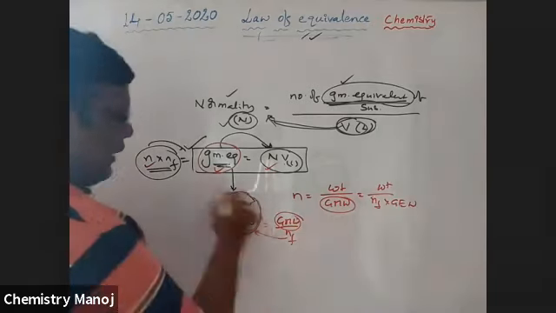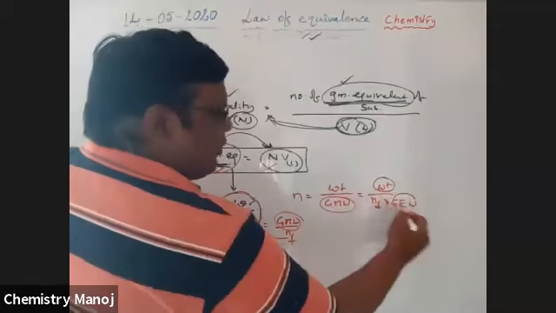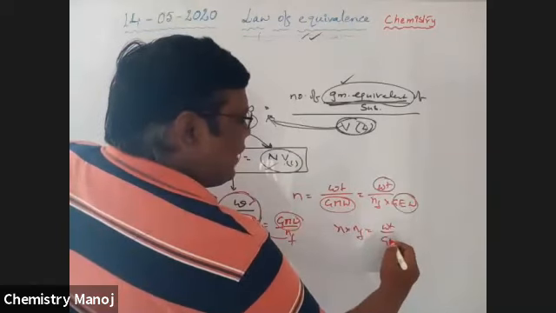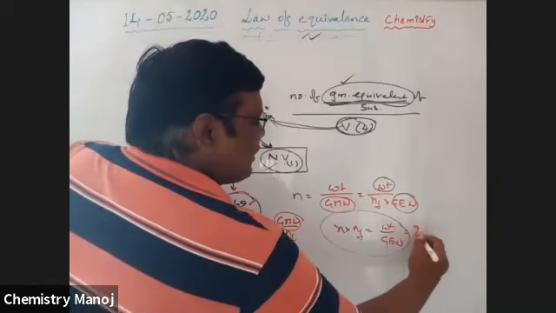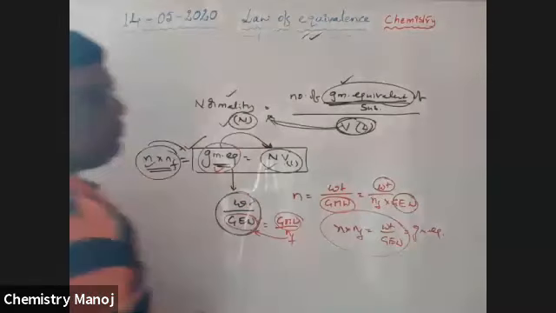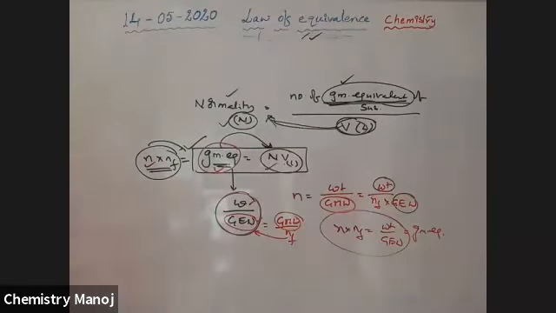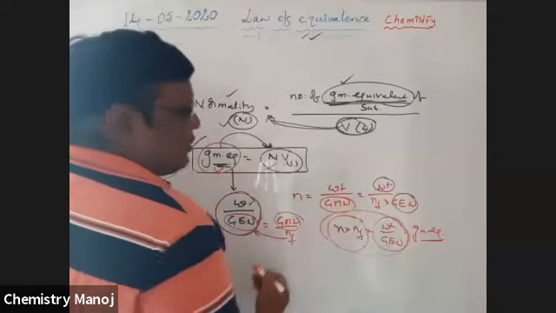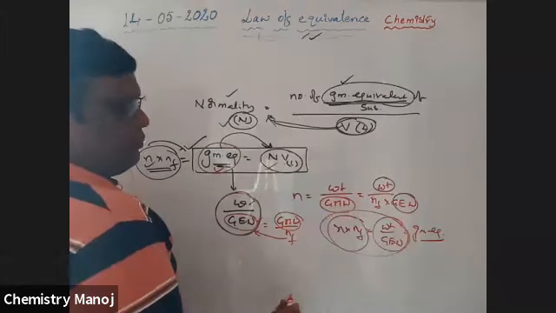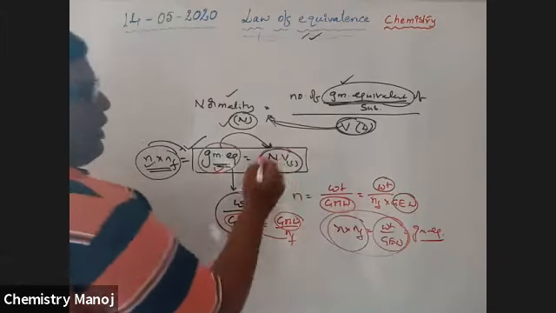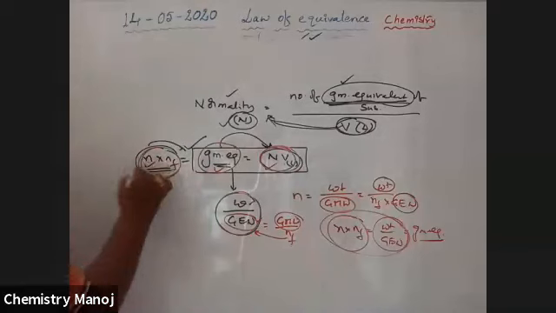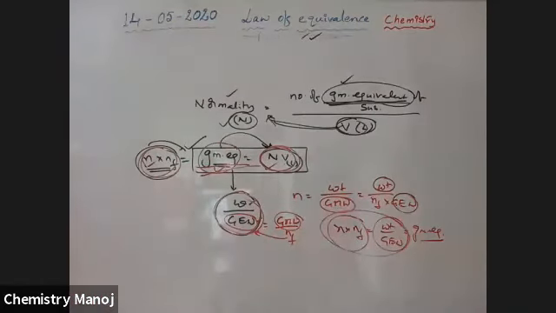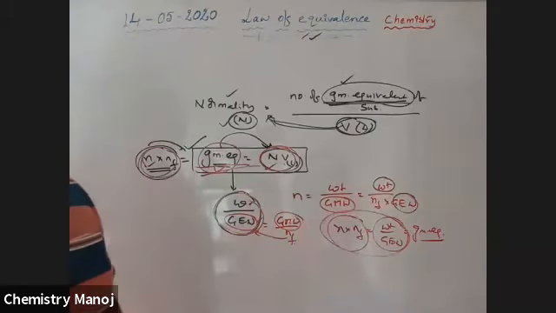But we want weight by gram equivalent weight. So weight by gram equivalent weight is equal to n into n factor, which is nothing but gram equivalent. That's why gram equivalent is calculated by using weight by gram equivalent weight, or number of moles n into n factor, or simply taken as normality into volume in liters. These are the different formulas used to calculate gram equivalence of the substance.